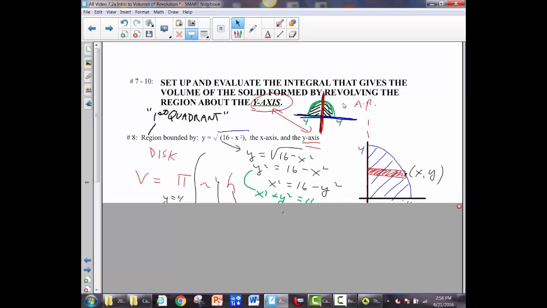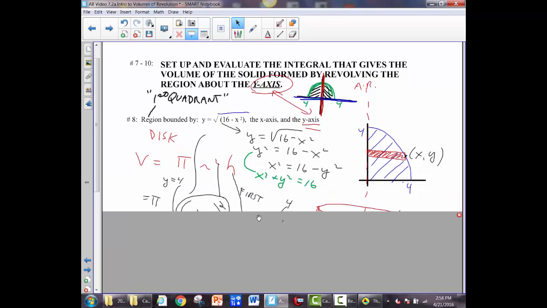Again, it can't be the whole thing because then it wouldn't be bordered by the x and y-axis. So it has to be either the right side or the left side. So I'll take the right side. If you were to square both sides, you'd realize it's a circle, center origin, radius 4, but it's y equals a positive square root, so you only keep the top half.